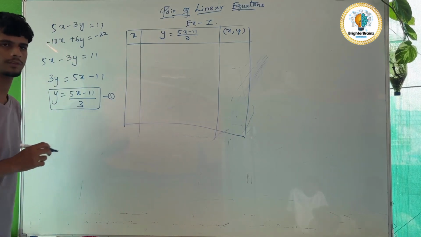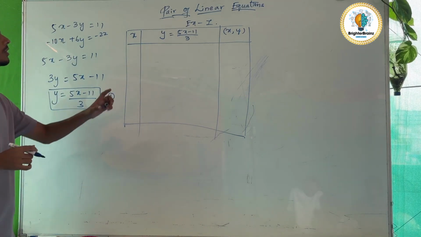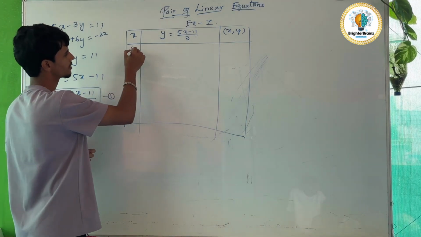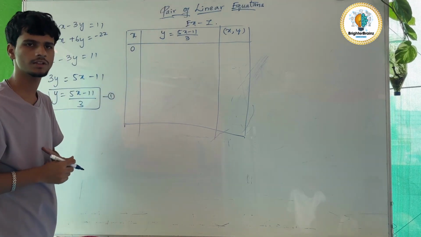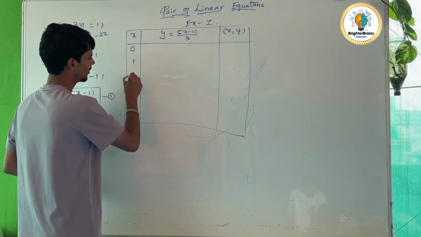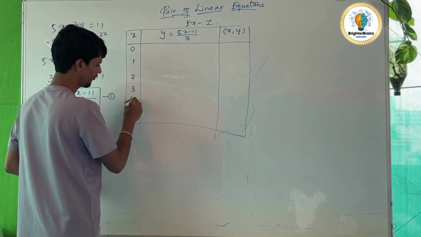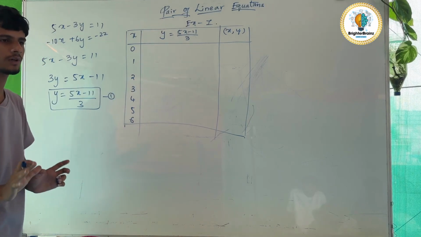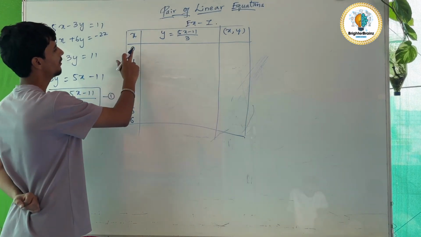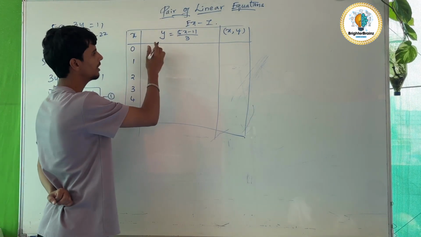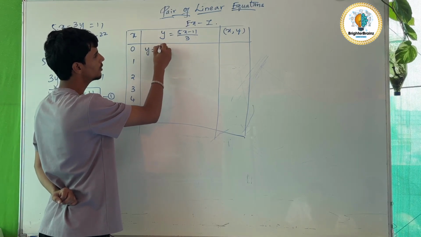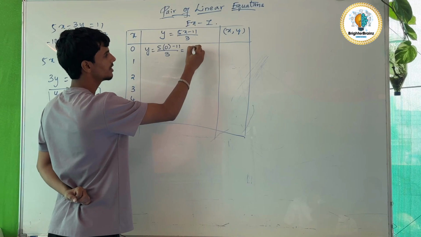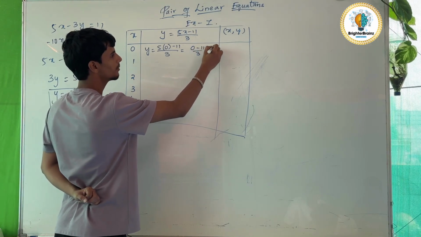Okay. Done. So first of all, let us take 0 first. Let us take 0 and then 1 and then 2, 3, 4, 5, 6. 5 to 6 values are enough. So first, if we substitute 0 in place of x, what will be the value of y? y is equal to (5 into 0 minus 11) by 3, that is 0 minus 11 by 3, which is equal to minus 11 by 3.